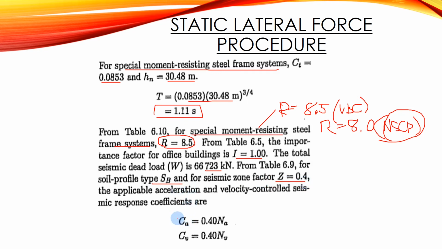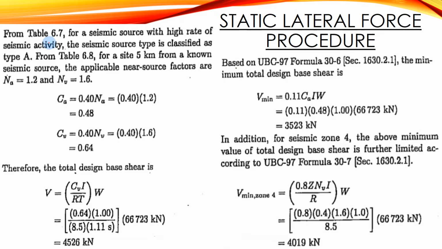Therefore from the tables we get CA and CV, which need NA and NV. From the table, the site is only 5 kilometers from the known seismic source. The seismic source type is A, since it is near, so high seismic activity is expected, magnitude 7 and above. So NA and NV are 1.2 and 1.6 respectively.